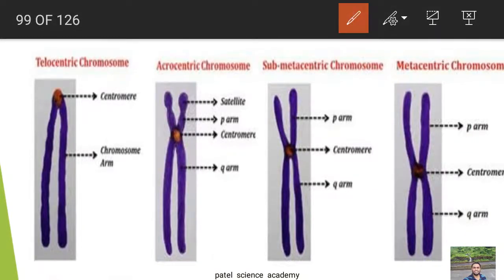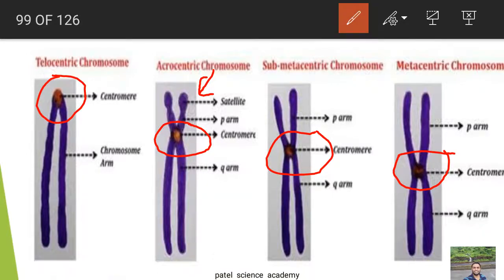What are you observing here? Centromere at center. This is centromere some distance away from the center. This is centromere nearer to the tip of the chromosome, and this is centromere at the tip of the chromosome. So on the basis of the position of the centromere, these are the different four types of the chromosomes.